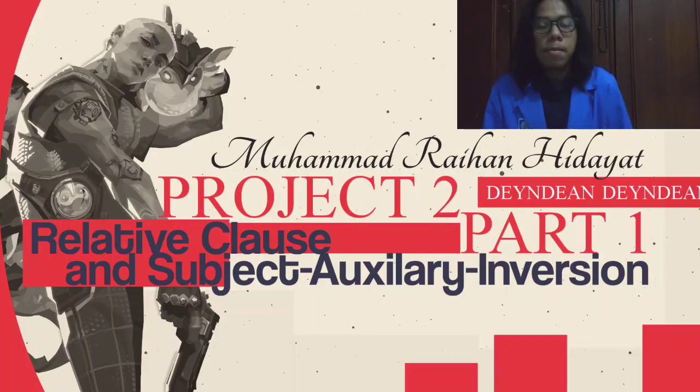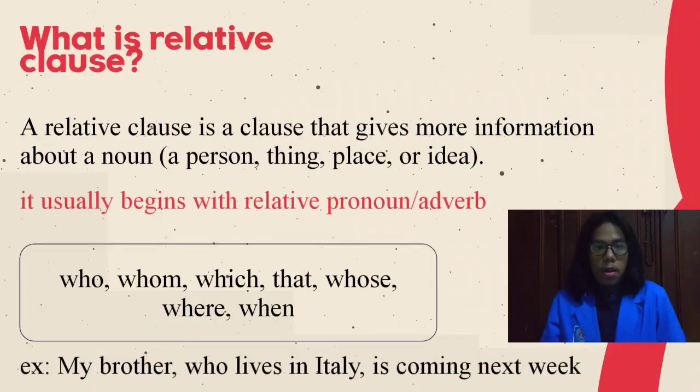Okay, so first I'm going to present the relative clause. First, what is a relative clause? A relative clause is a clause that gives more information about a noun, like a person, thing, place, or idea. And it usually begins with a relative pronoun or adverb. You can see the relative pronouns: who, whom, which, that, whose, where, and when.